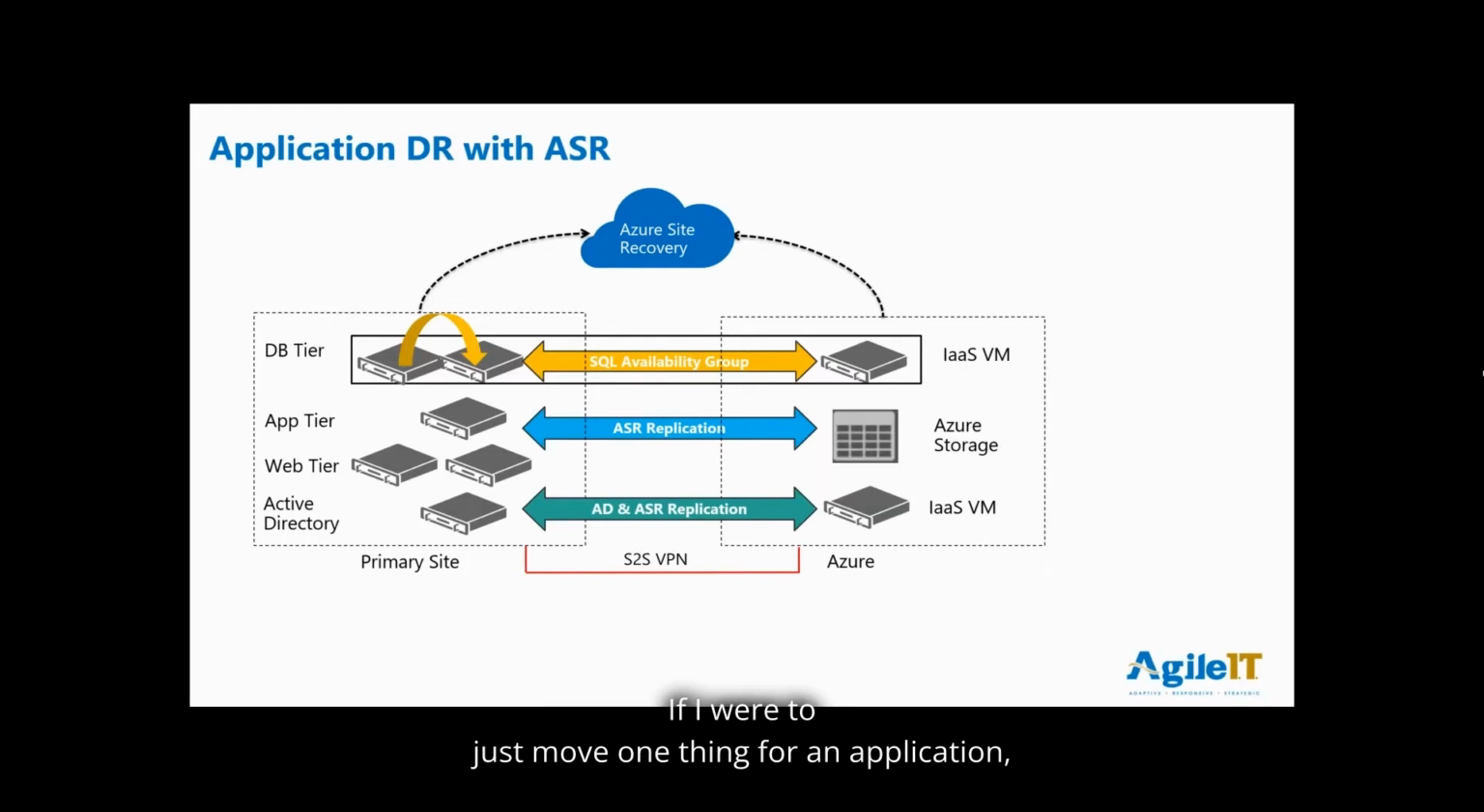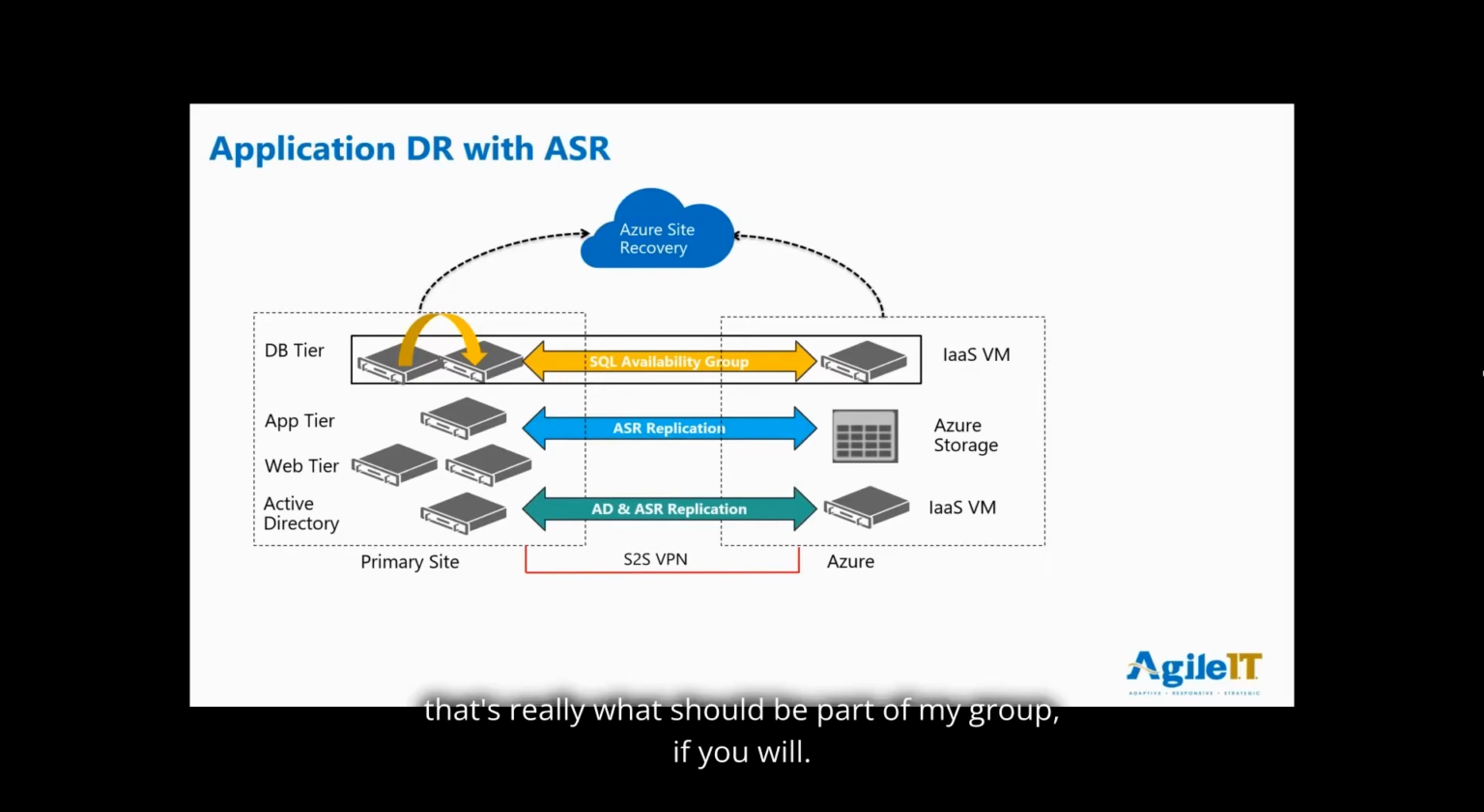If I were to just move one thing for an application, like a line of business application, if I just move the web server, there's no database, did I move an app? So I need all the things that I need with it. In this example, you have a database, some app tier things for processing, web tiers for UI or web services, and even the authentication piece of it. So if these are the fundamental pieces that I need to run this application, that's really what should be part of my group, if you will.